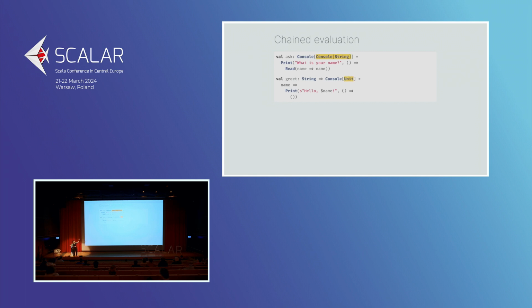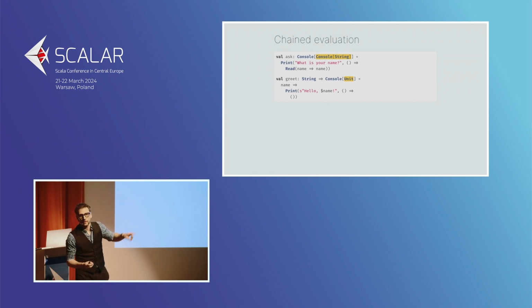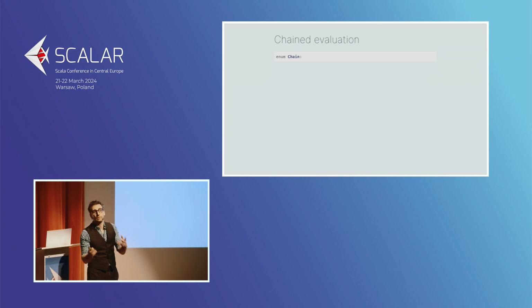We have, in one case, a console of string, in the other case, a unit. It's one or the other. That should be, at least, obviously, a sum type, which I'm going to call chain, because it's going to chain statements. Chain has two variants. So the first one, done, which represents my program is done. Here's the A that I found.